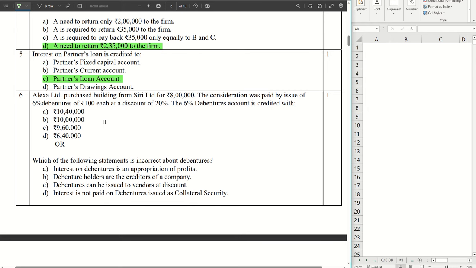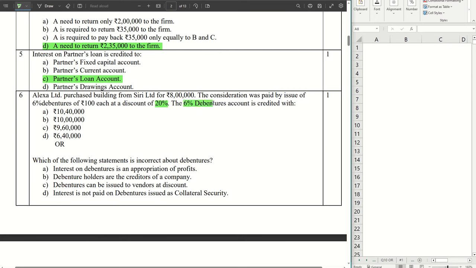Point number 6. Alexa Limited purchased a building from Siri Limited for rupees 8 lakh. The consideration was paid by issue of 6% debentures of 100 each at a discount of 20%. The 6% debentures account is created with how much? So 20% is a discount. Issue price per debenture is 80 rupees, right? And purchase consideration is 8 lakhs. So 8 lakhs divided by 80 is 10,000. That is the number of debentures being issued.